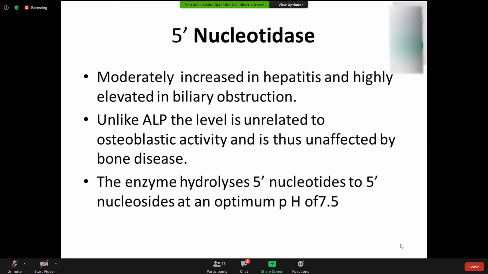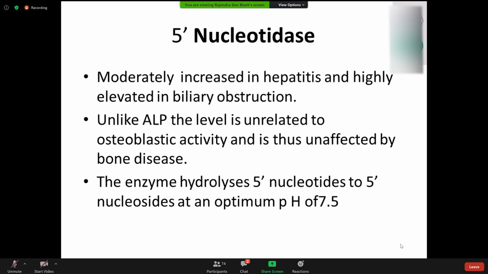Unlike alkaline phosphatase, the level is unrelated to osteoblastic activity and thus unaffected by bone disease. That means with alkaline phosphatase, there is a chance of a false result because we don't know if it's due to bone, or due to placenta, or due to liver or obstruction. It's very difficult. However, we take a very genuine history, because age is a kind of history.